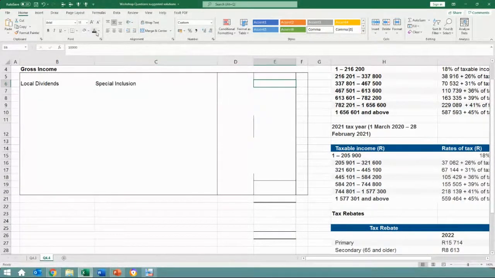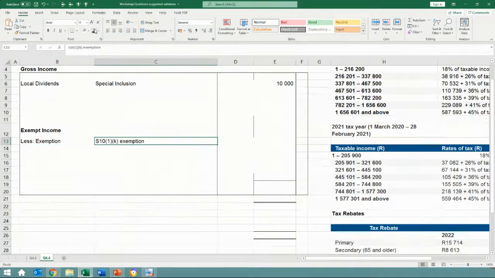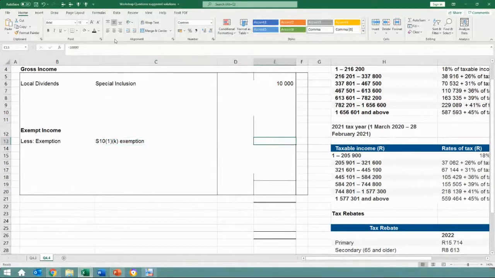Okay, so that's a special inclusion. So we include 10,000 Rand for the local dividends. Just see where I've got exempt income brackets. Now, the first thing you have to look at for local dividends, we said if it is from a JSE company, it would generally be exempt in full because it's not one of the items that are on the list that is specifically excluded from the exemption. So we would use a section 10(1)(k) exemption for the local dividends. So that full 10,000 would be a negative amount.